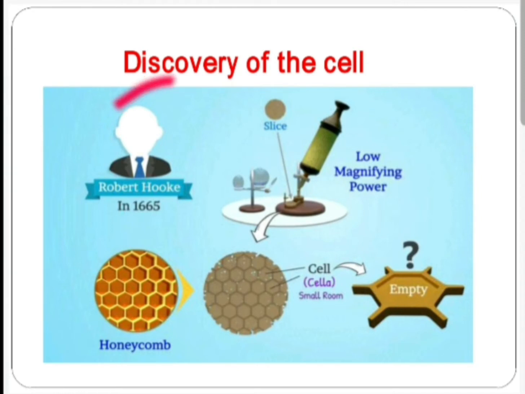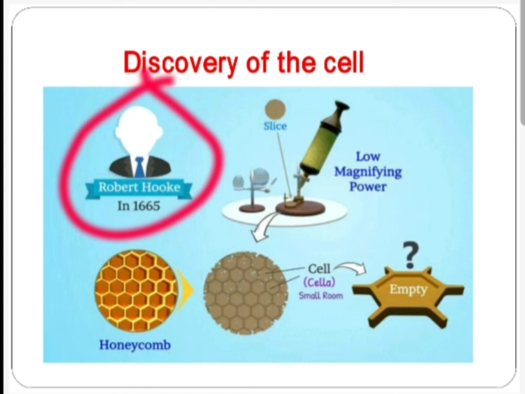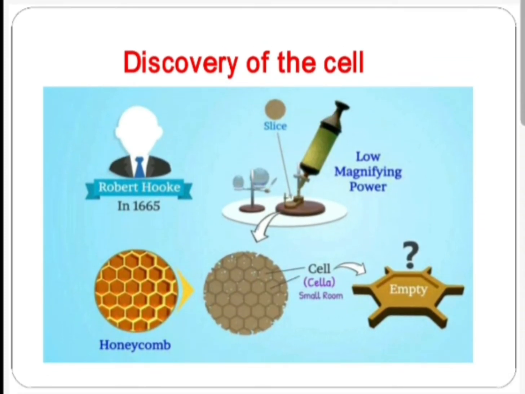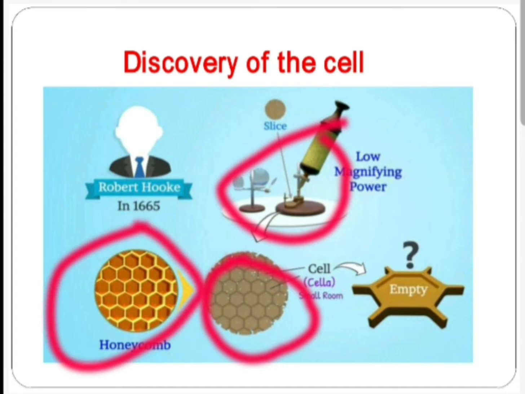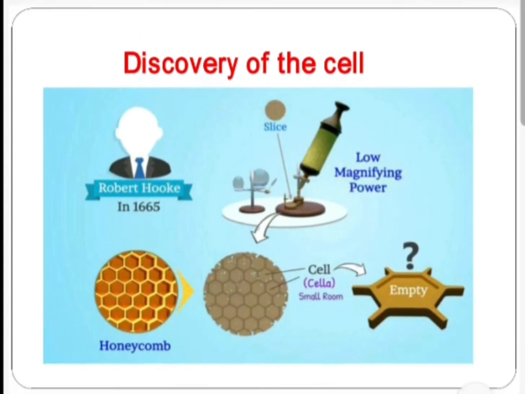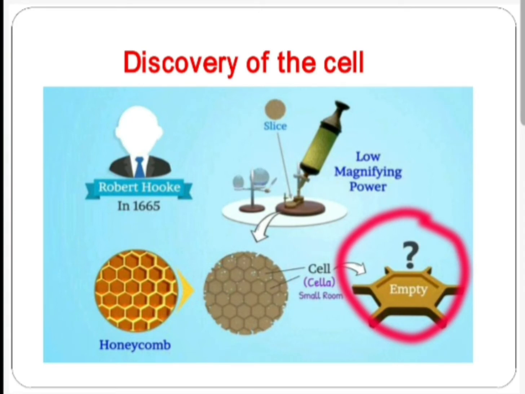And Robert Hooke took a thin slice of cork and observed it under a microscope. He noticed partitions, boxes, or compartments in the cork slice. These boxes appeared like a honeycomb. He also noticed that one box was separate from the other by a wall or partitions.